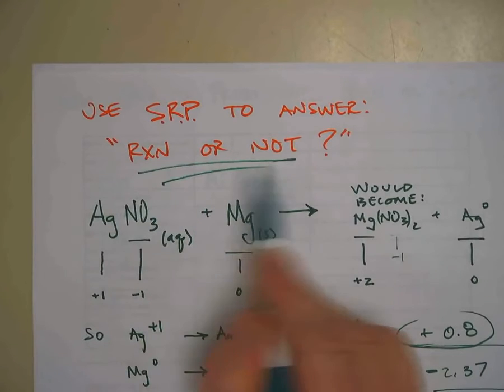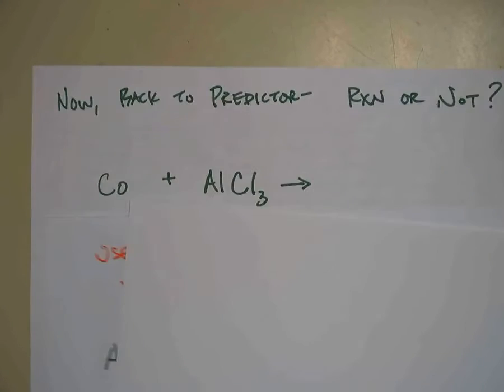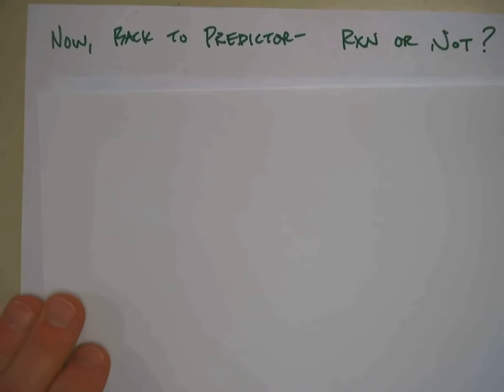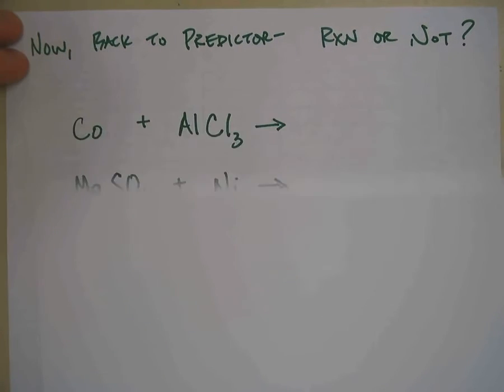So back to the questions again. Reaction or not. Now that we know a little more fancy terminology and we've done one of these, here's a whole bunch that we're going to go back to the prediction question, reaction or not. Here's a whole bunch of these examples now. And you can pause the video along the way and see if you can do the predicting along it too.